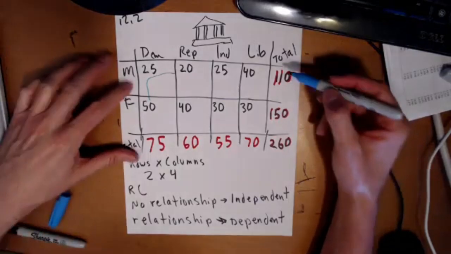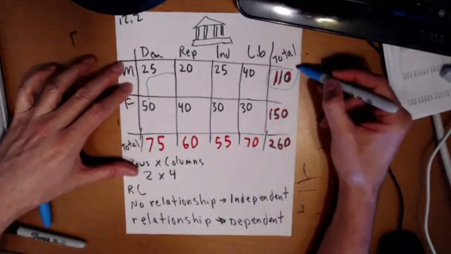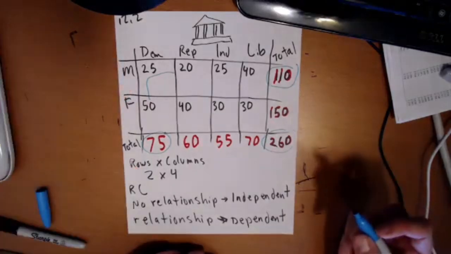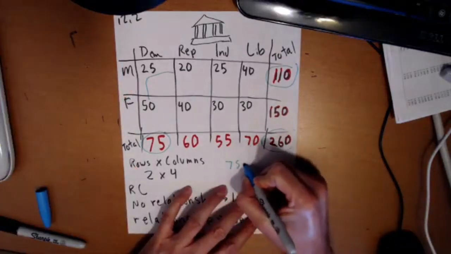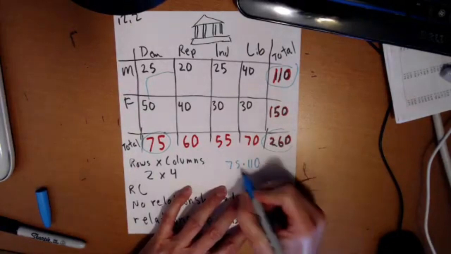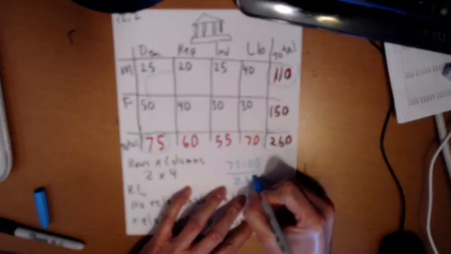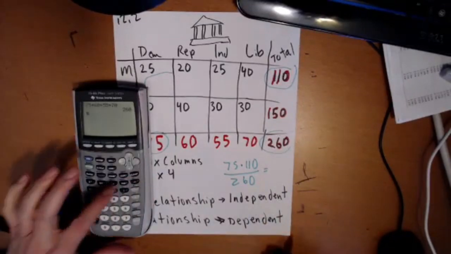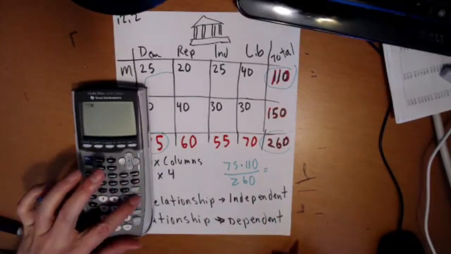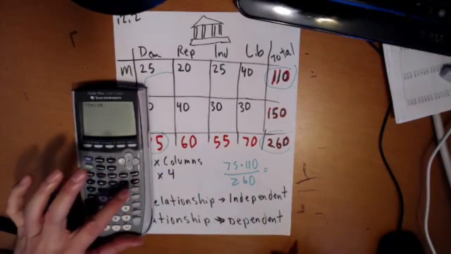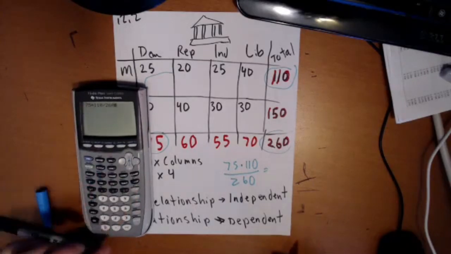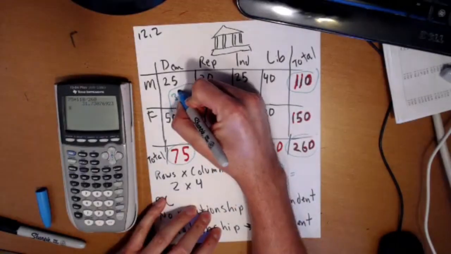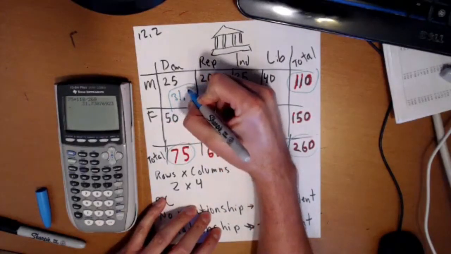So what you do is you take the row total times the column total divided by the total total. So 75 times 110 divided by 260. Calculator on clear. 75 times 110 divided by 260. Enter. I'm going to show you a shortcut. 31.73.